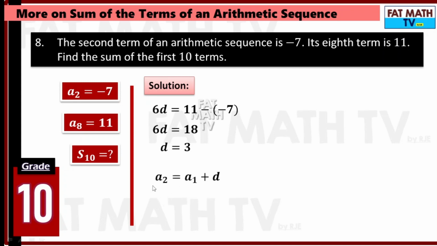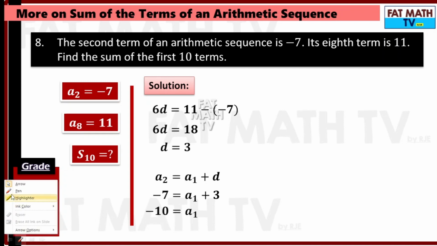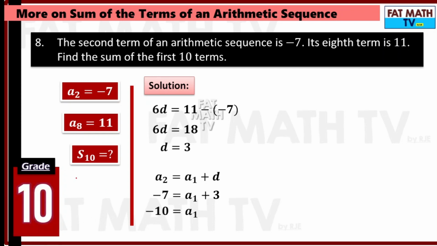So a sub 2 is a sub 1 plus d. Here we will solve for a sub 1. You can also use the formula for a sub 8. So if that's the case, we will have a sub 2 is negative 7. That's given. A sub 1 is unknown. And the common difference that we got here is 3. And then add negative 3 to both sides of the equation, you will get negative 10.